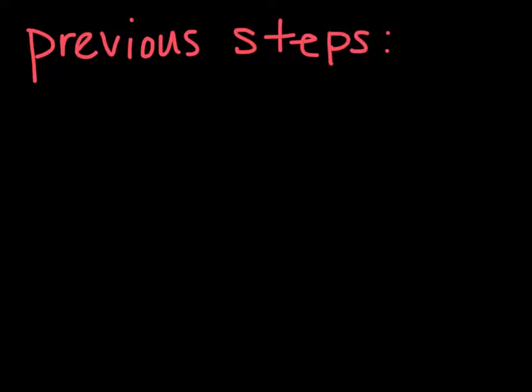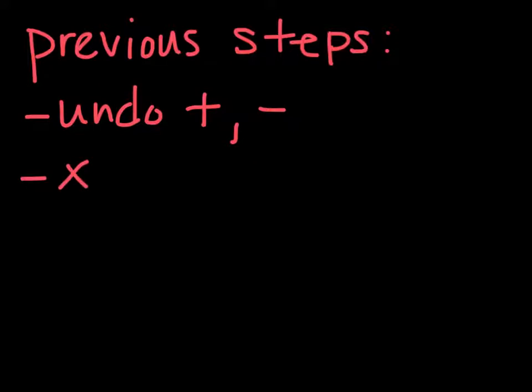So far, when we've been solving equations with fractions, we've been following these steps. Undoing any addition or subtraction in order to get variable terms alone on one side of the equation. We've also been multiplying both sides of the equation by the multiplicative inverse of the coefficient of the variable terms.